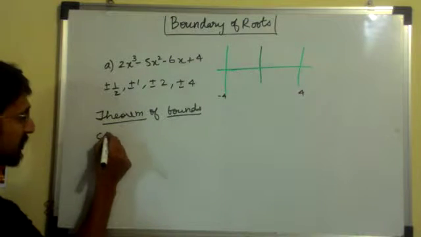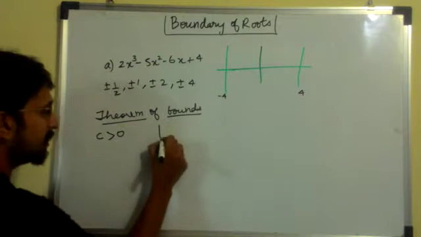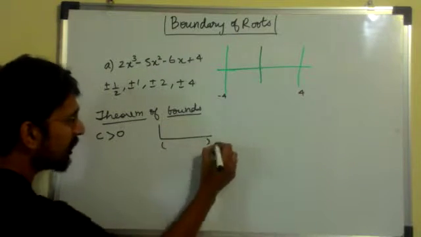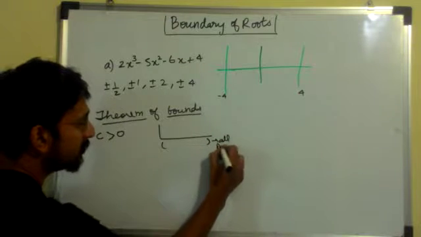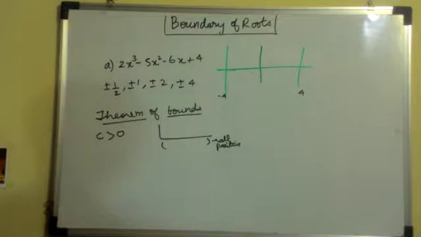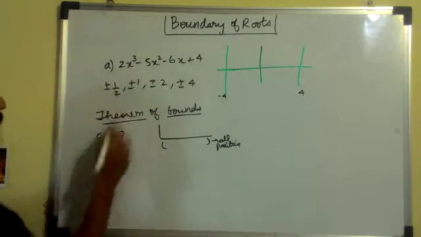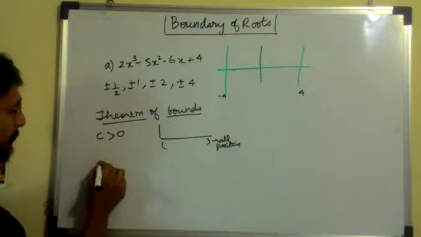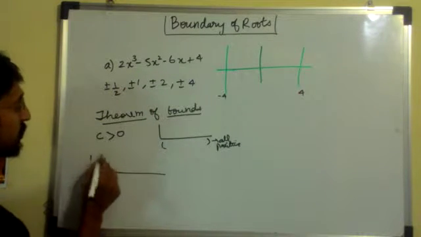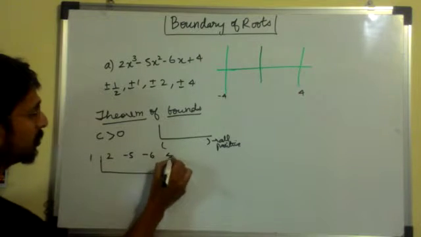with, let's say, c that is greater than 0, then if the numbers that you get are all positive, then you cannot go beyond that. Let's take an example. For this, let's try 1. So I perform a synthetic division on that. So 2, minus 5, minus 6, 4.